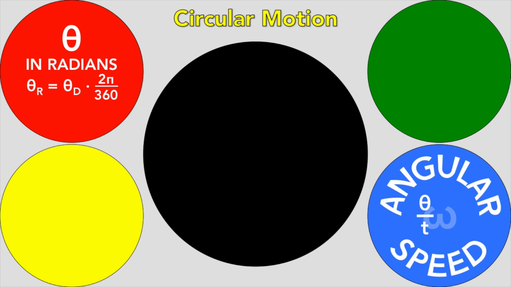I think it's omega. The linear speed, v, and angular speed are then linked with v over r, where v is linear speed, and r is the radius of the little circle.